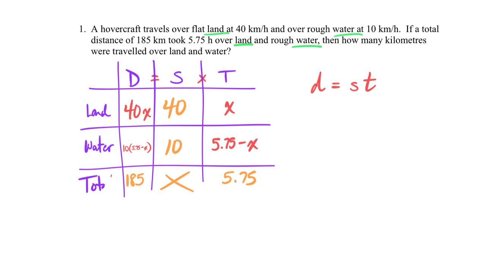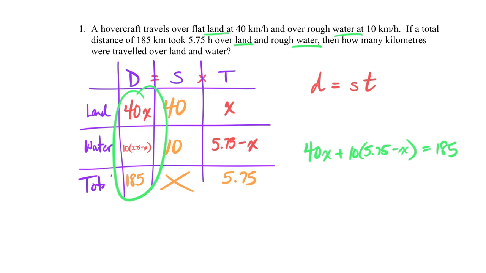Well, you take a peek. You could now build an equation. That 40x, my distance on land, plus my 10 times 5.75 minus x, my distance over water, has to equal my total distance. You can go ahead, you can expand in your 10, you can solve, but I told you I was going to do this in two variables. But you can see an alternate way to work through.